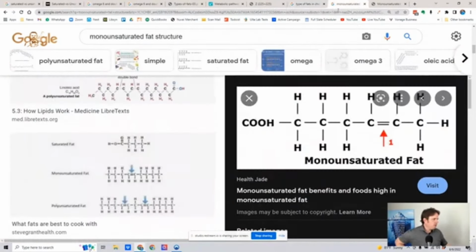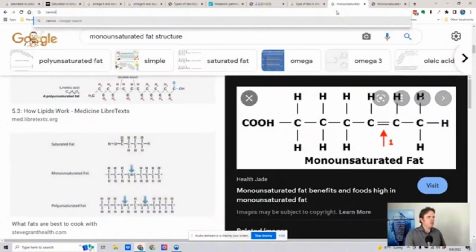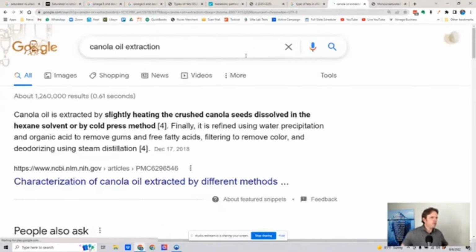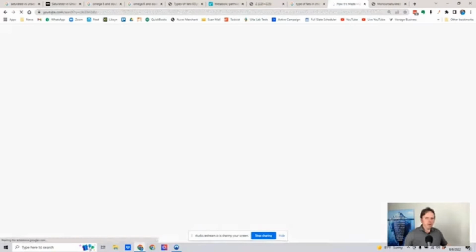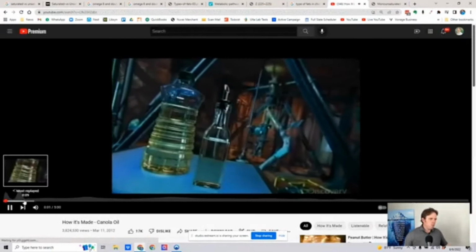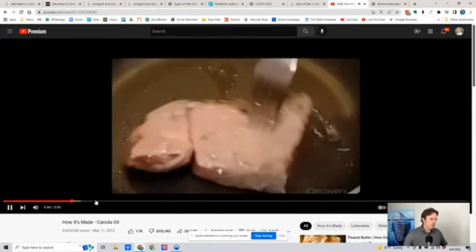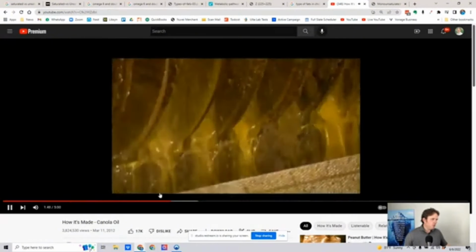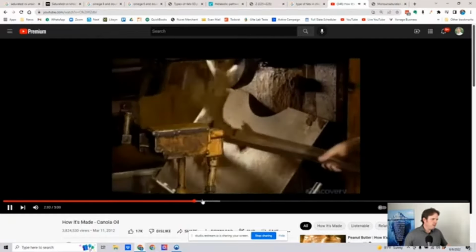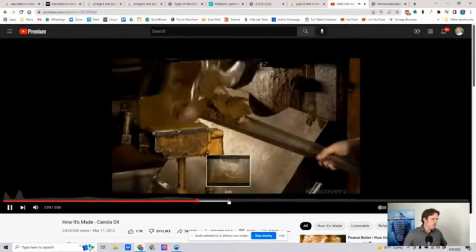There's an excellent video here. If you go on to YouTube, type in canola oil extraction. It is pretty insane, this video. Yeah, but I mean, you want to see canola oil in process and what the extraction process looks like. It is just nasty. So they're heating it, they're boiling it. There's a massive amount of filtration. Look at the sludge that comes out right here.